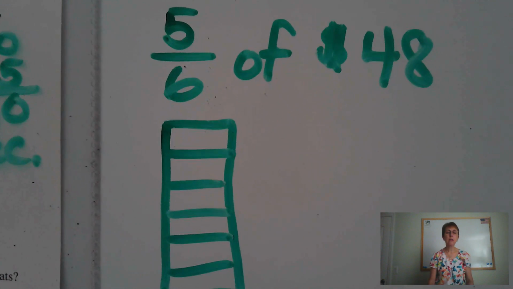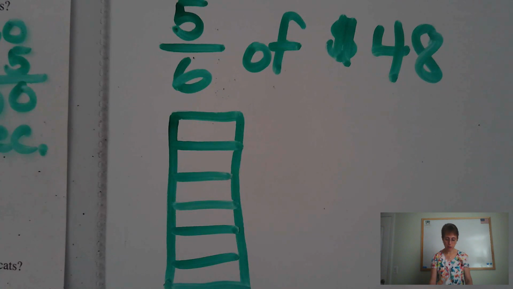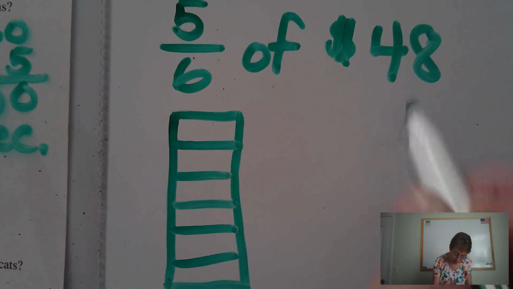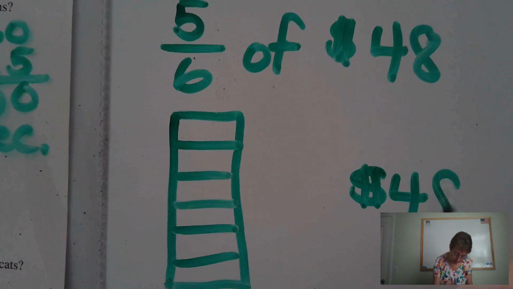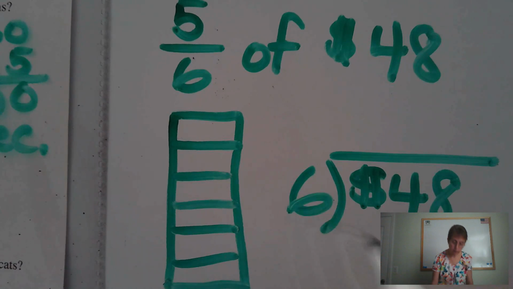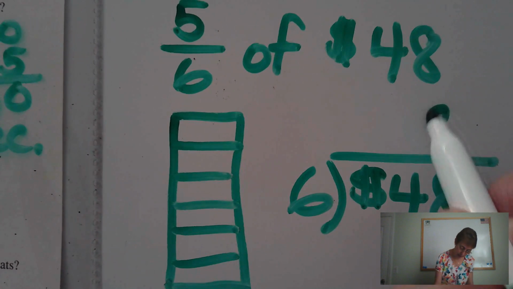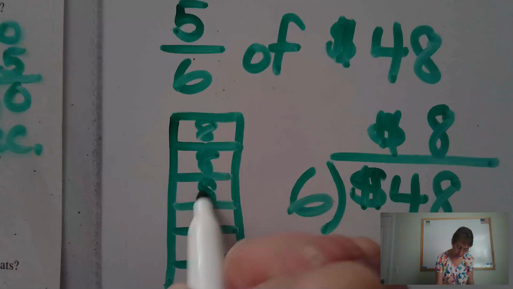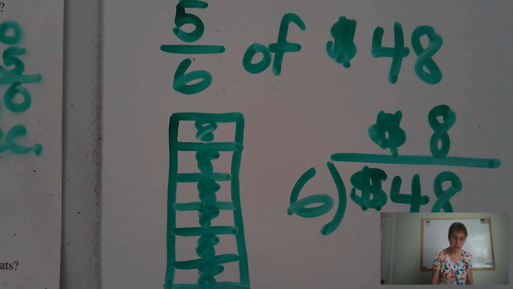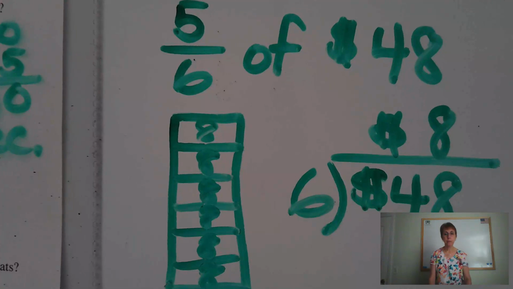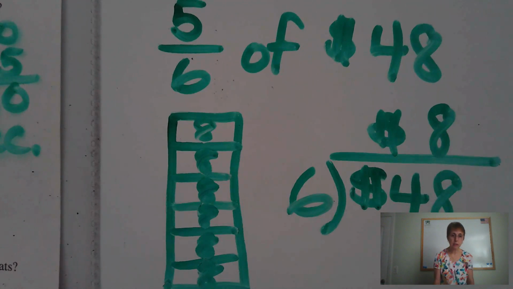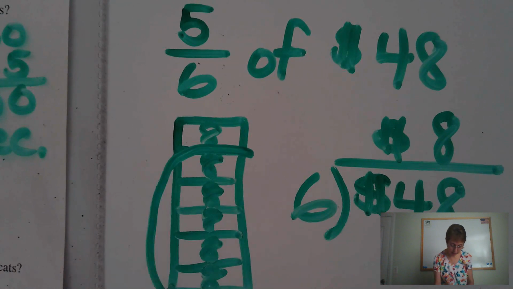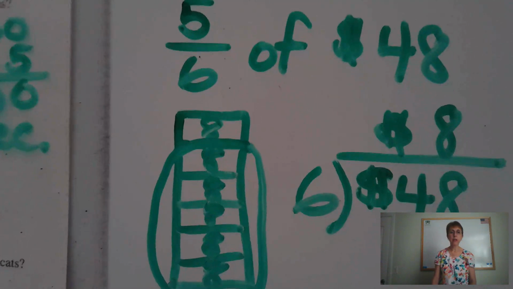Okay, so there's our rectangle divided up into 6 equal parts. Now, to figure out what goes in each part of that rectangle, we divide 48, and again in this case $48, divided by 6. And you know that 6 times 8 equals 48. So this would be 8 in each spot. Okay? Now, 5/6 of 48 would mean 1, 2, 3, 4, 5 out of the 6.